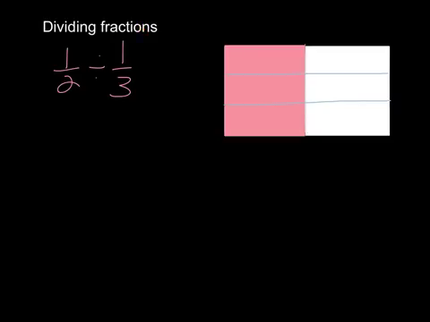So this whole thing is a third, okay? So I have half of a third, another half of a third, and another half of a third. So I have 1.5 thirds. So your answer is 1.5.